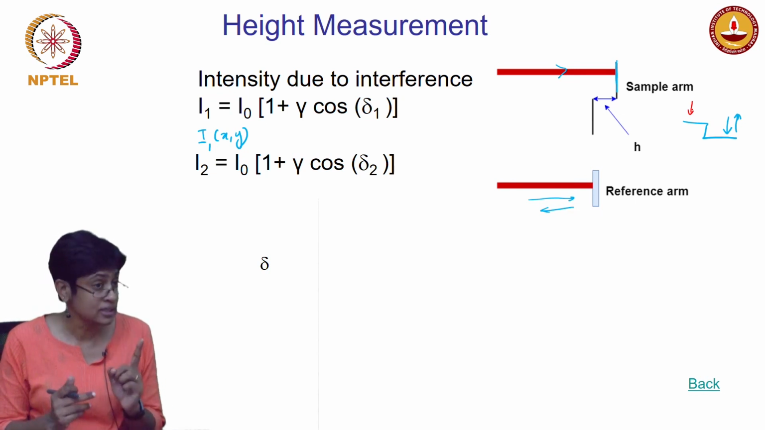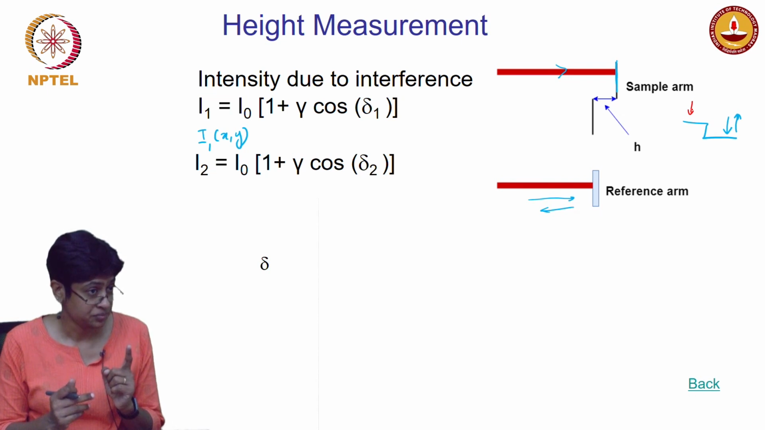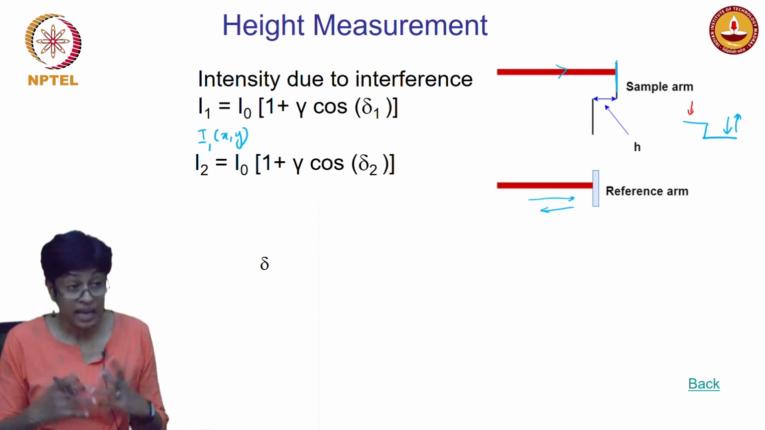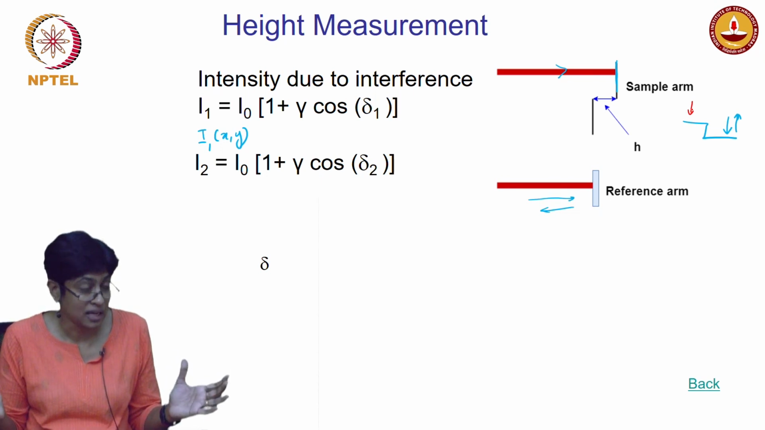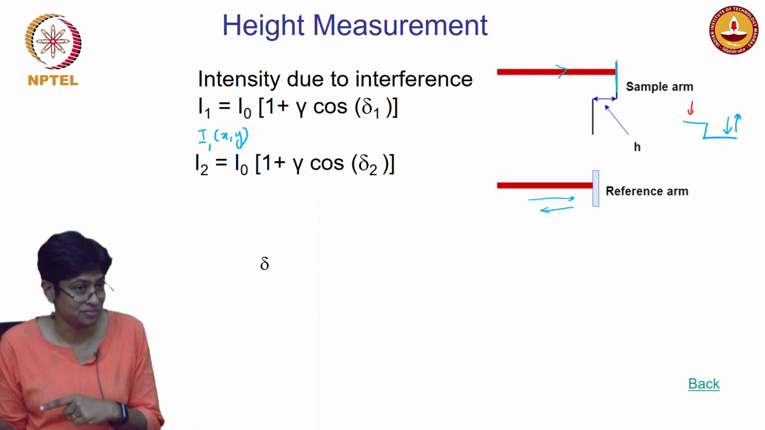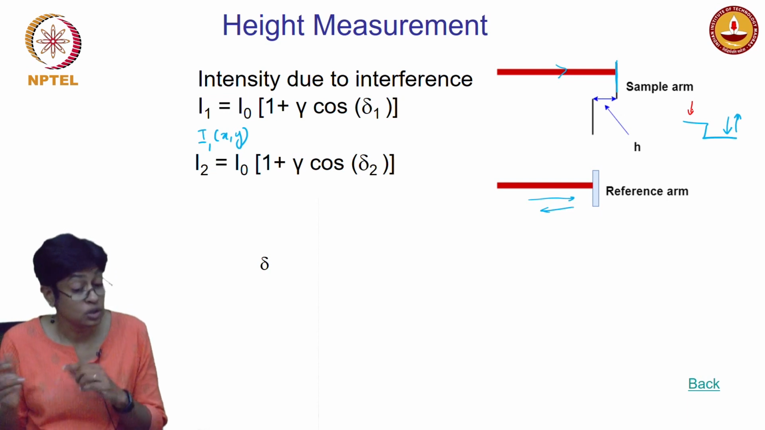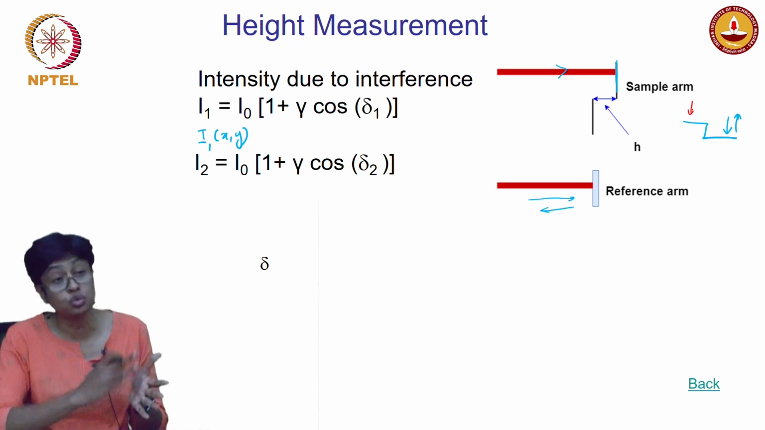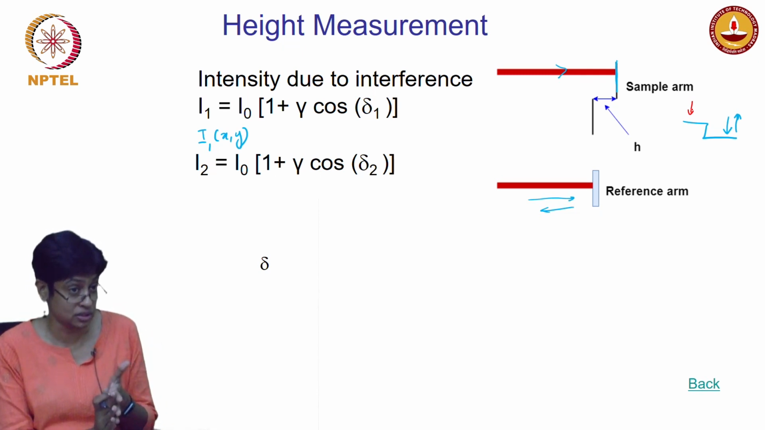Now I0 doesn't change. Why does I0 not change? I0 and gamma don't change. Why not? I am using the same two beams, and I0 and gamma are functions of those same two beams, right? What has changed is delta. The phase has changed. So now I have these two equations, or these two intensity distributions.